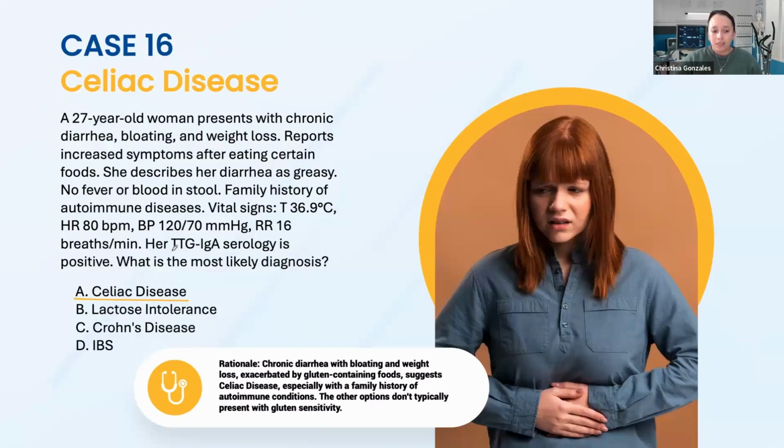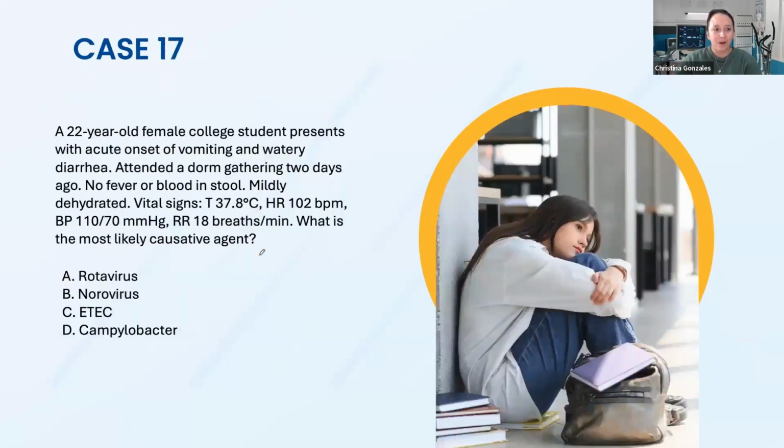We can do serology testing, and then the confirmatory test is going to be a small bowel biopsy. And the small bowel biopsy is going to show villous atrophy. All right, continue on. Last case. We're almost there. Keep going.